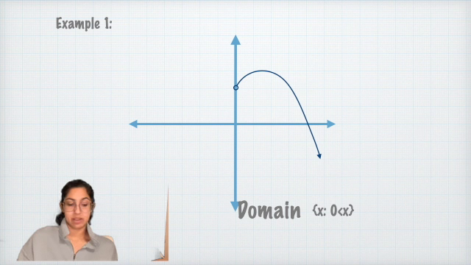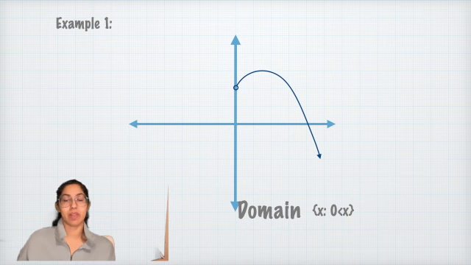0 is less than x, because I could put 0 is less than x, which is less than or equal to infinity, but for this case, I know that if I just put 0 is less than x, that means it's continuing on forever. All of my x values are bigger than 0, but they're not 0. They're just bigger than 0.